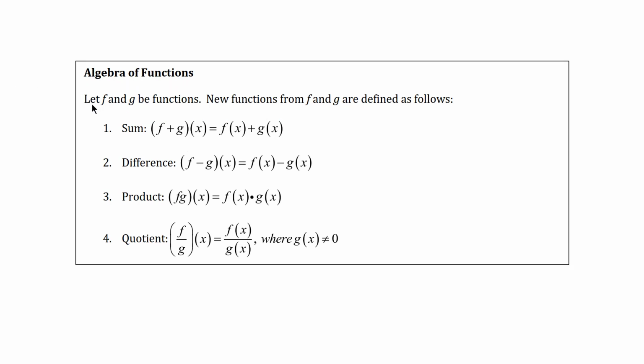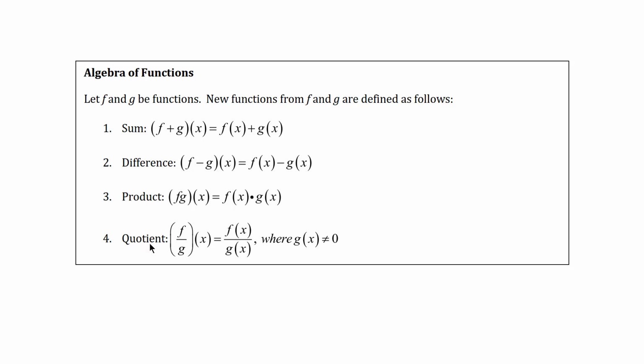It states here, let f and g be functions. New functions from f and g are defined as follows. Number 1, sum. F plus g of x equals f of x plus g of x. Number 2, difference. F minus g of x equals f of x minus g of x. Number 3, product. F times g of x equals f of x times g of x.